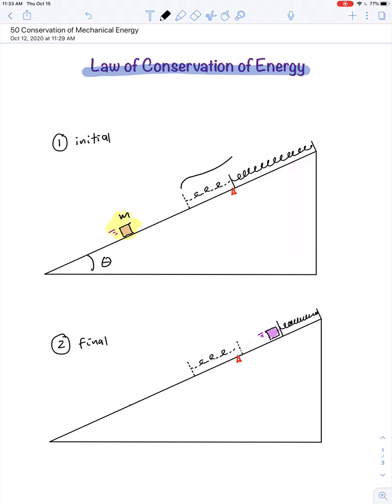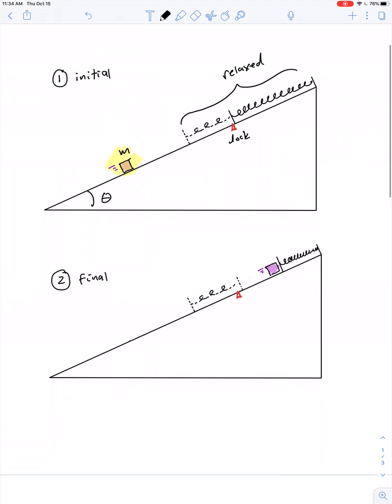And there's a spring whose relaxed length is shown, but it doesn't start out at its relaxed length. There's a locking mechanism or a ratchet that has the spring already partially compressed. In the final state, the block will have displaced this far up the incline, and now the spring is in an even more compressed state, and the block is perhaps still in motion. So we haven't reached the maximum compression of the spring yet.